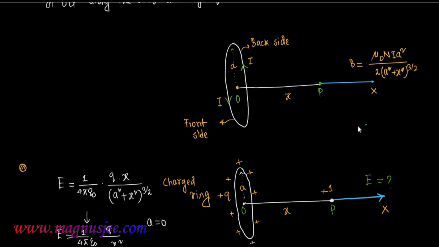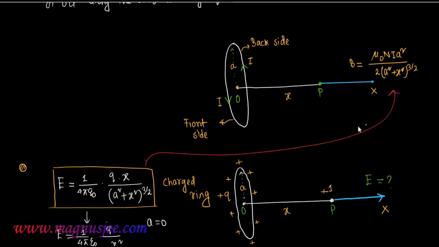When a charged ring is very small, that charge of the ring behaves as a point charge, and this electric field intensity E due to a charged ring can be compared with the magnetic field induction at the point P on the axial line of the current carrying circular coil. E has the expression 1 by 4 pi epsilon 0 q x divided by (a square plus x square) whole to the power 3 by 2. In this case we have q dot x, that means product of charge into the distance of the point P, but for B it is mu 0 n I a square divided by 2 (a square plus x square) whole to the power 3 by 2.